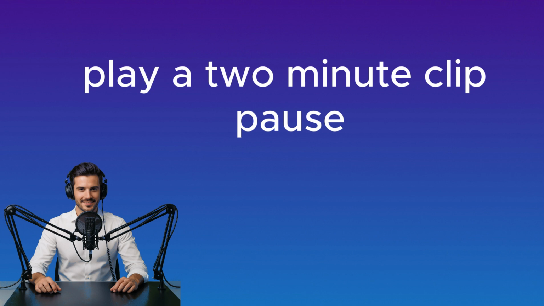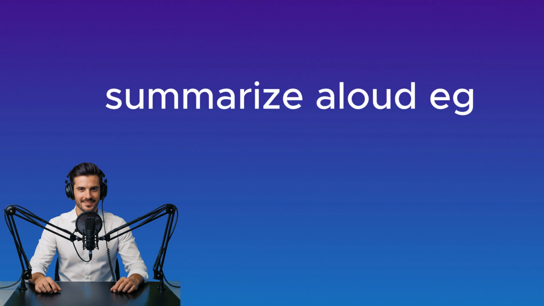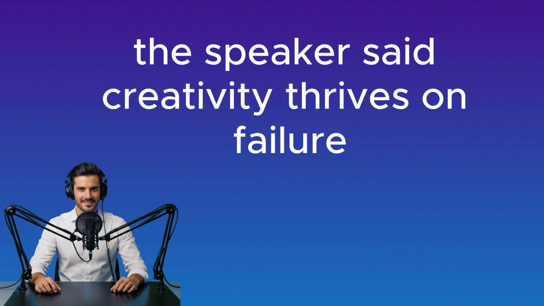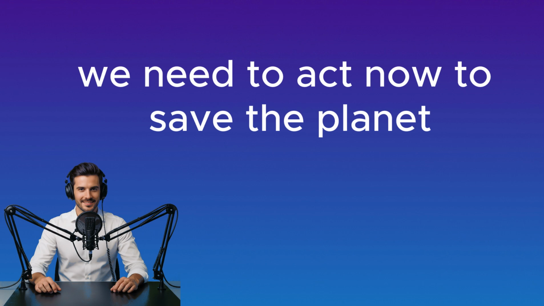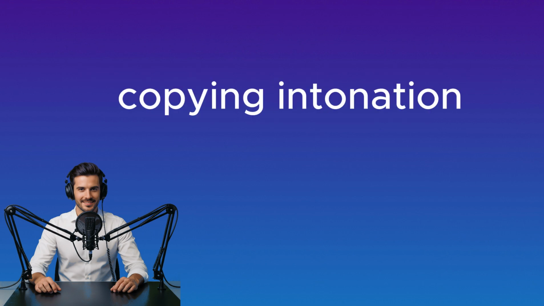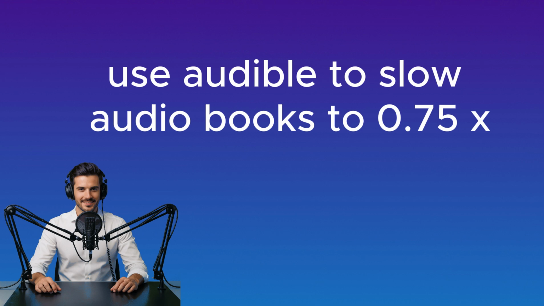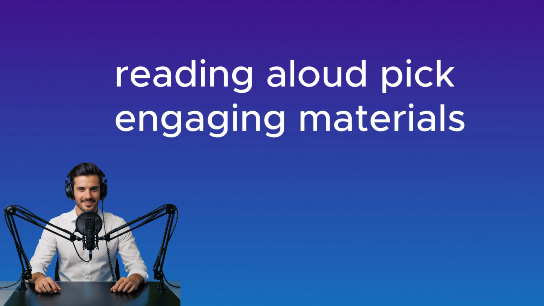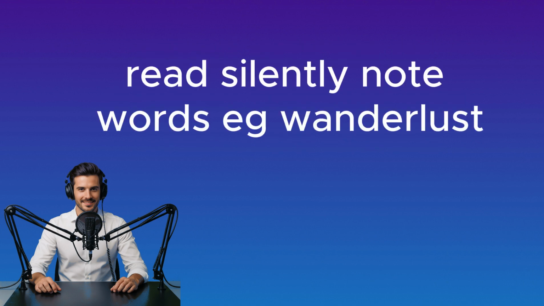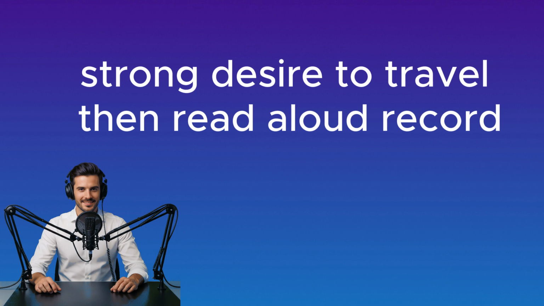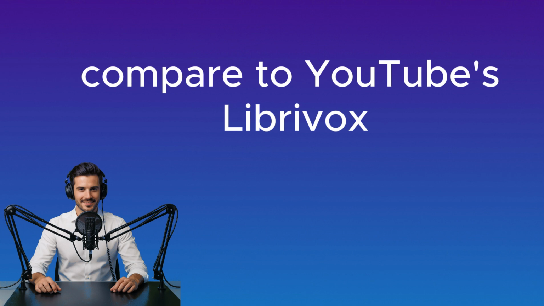Play a 2-minute clip, pause, summarize aloud, e.g., the speaker said creativity thrives on failure. Shadow, mimic sentences like, we need to act now to save the planet, copying intonation. Use Audible to slow audiobooks to 0.75x, reading aloud. Pick engaging materials, Lonely Planet blogs, Wired articles, or graded readers like The Little Prince. Read silently, note words, e.g. wanderlust, strong desire to travel. Then read aloud. Record, compare to YouTube's LibriVox.